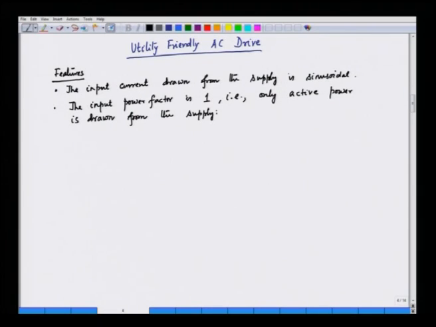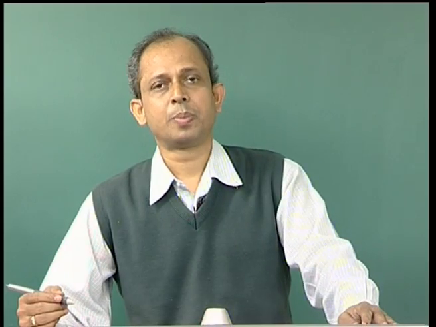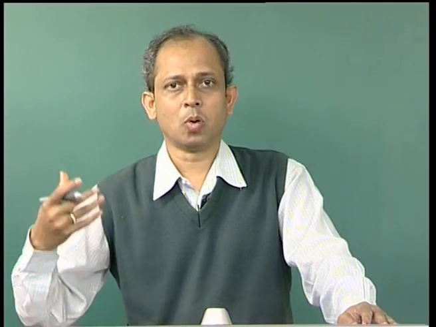So, if you try to analyze these 2 points, the first point says that the input current is sinusoidal. It means when we are controlling the motor from an inverter, the front end converter will only draw sinusoidal current, no harmonics, and when we do not draw any harmonics, the input is not polluted by harmonics, and hence the power quality is maintained.